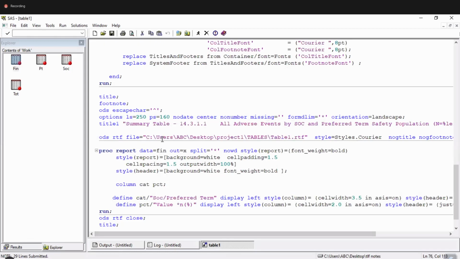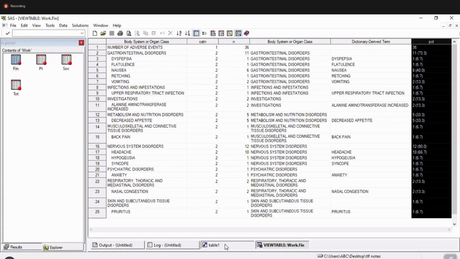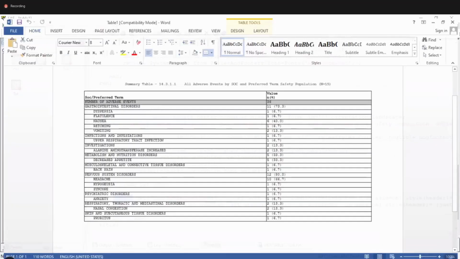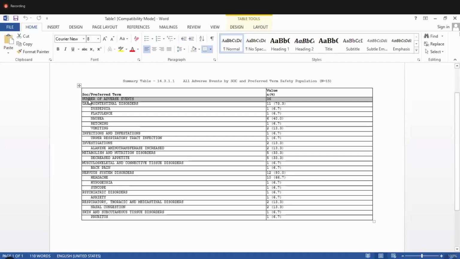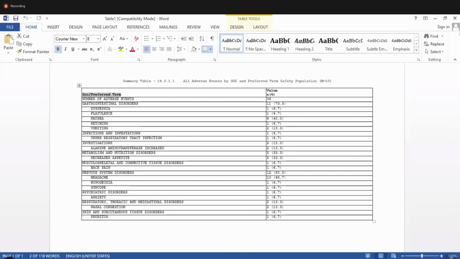ODS RTF, write the ODS destination where you want to generate the table. Pass the step. Now generate the proc report. What is your final data set? Mention the data set name. In the column statement, mention which columns are required. Only two columns are required, right? I told you, one is the cat column and another is the PCT column. Just mention those column names. Define each column. Here you need not represent the column names. What they want for cat, the column name they have given, the label they have given, just give that label. SOC/preferred term. For PCT, what is the column name they want in the value, 10%.